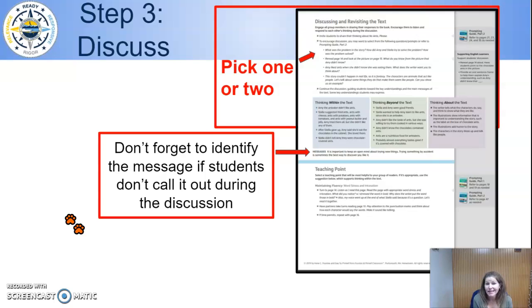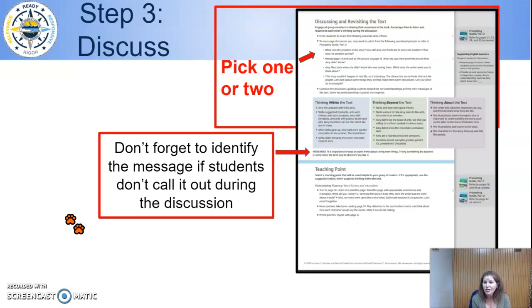Step 3, discussing the text. Here's the most important part of the lesson. If you spend too much time on the introduction or too much time reading the text, there isn't enough time to talk about the comprehension pieces that connect to your goals. Again, pick 1 or 2 so that you have time to connect to the goals that you've set for the lesson.